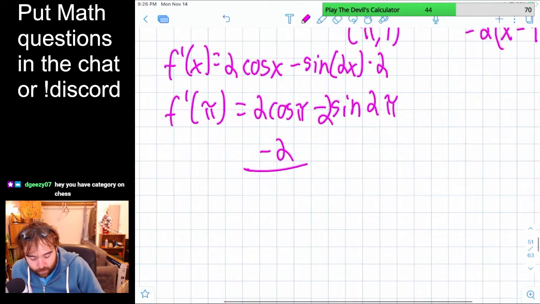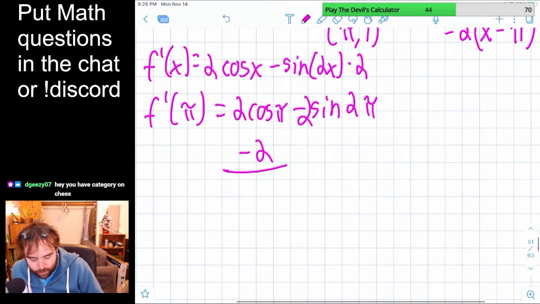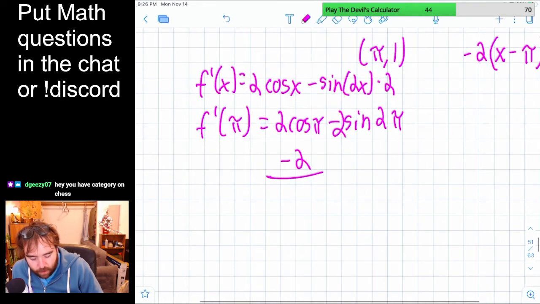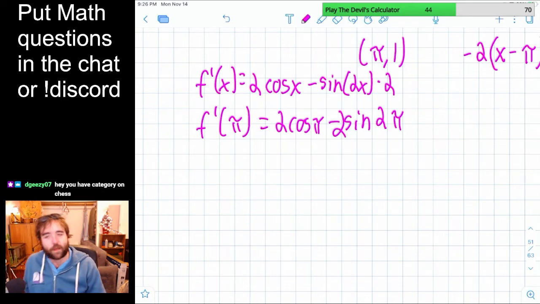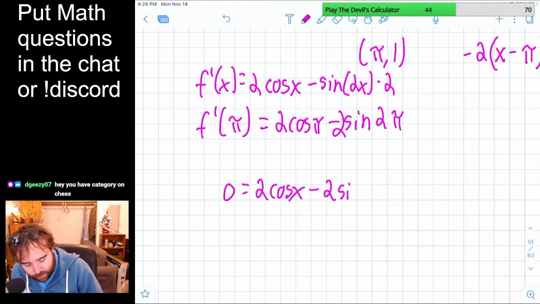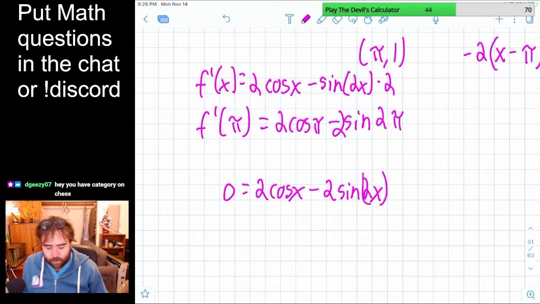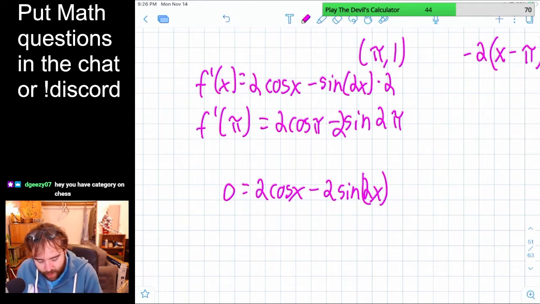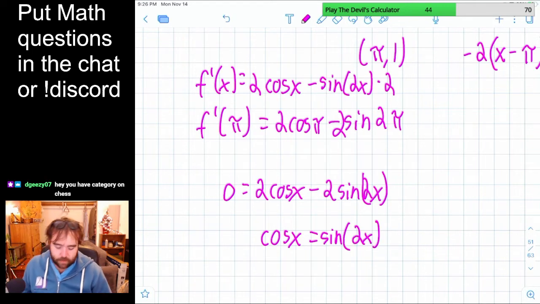So let's get going then. So what were we doing now? We needed to find all of the horizontal tangents. So horizontal, that's when the slope is equal to 0. So we'll go 0 equals 2 cosine of x minus 2 sine of 2x. Whoa, that's not obvious how that's going to work out. Well, maybe it is. Because we're going to add to the other side and divide by 2. So we're just going to get that cosine of x equals the sine of 2x.